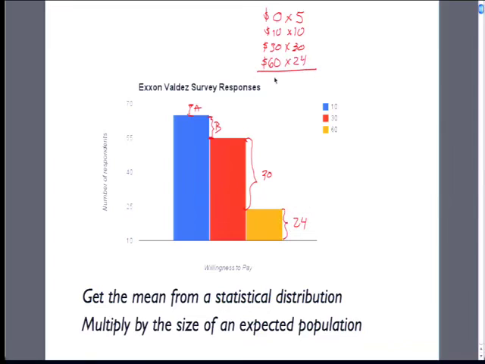We could divide by the total number of people in our sample population and come out with an average payment that people would be willing to pay, which I don't know what it's going to be. It's going to be just more than 30, right? It's going to be like $35 as our sample average from our survey.